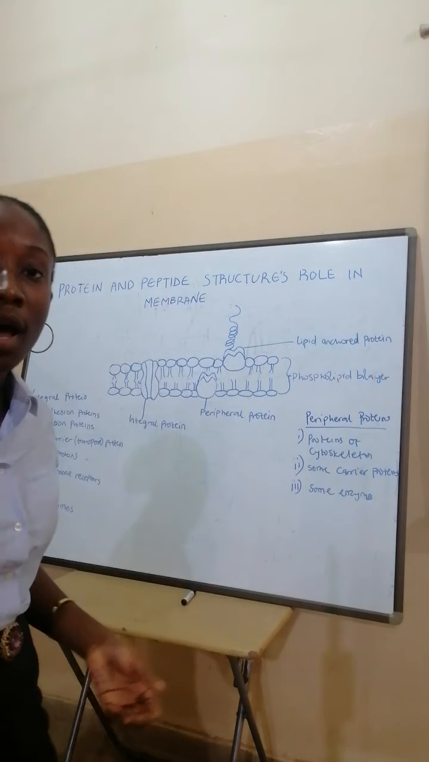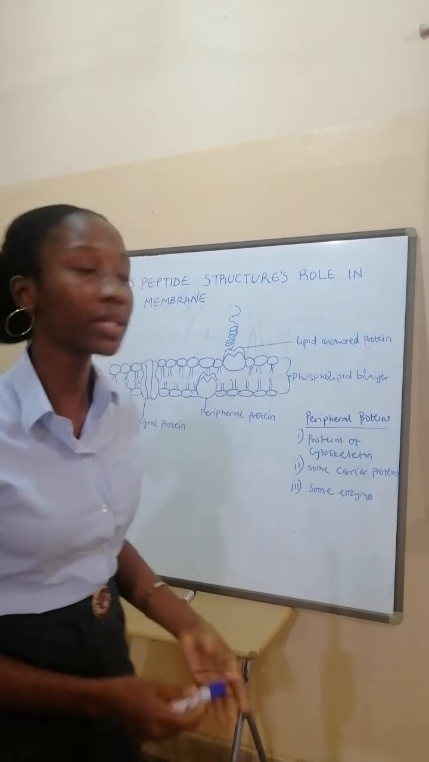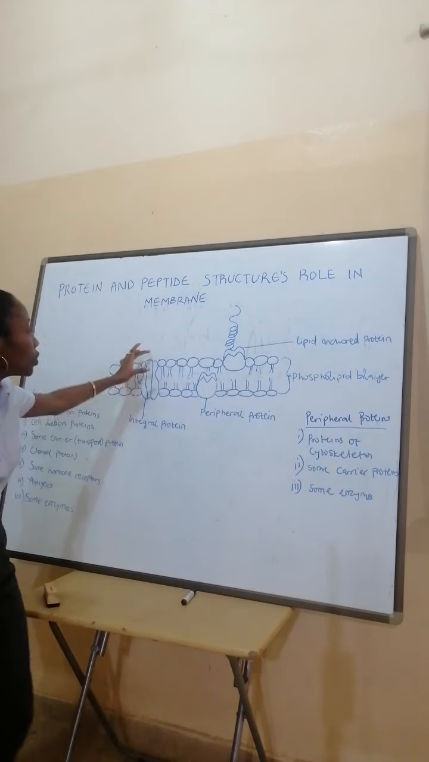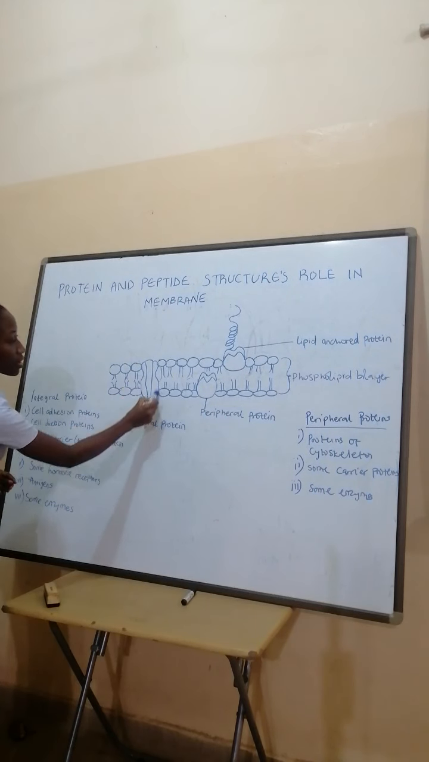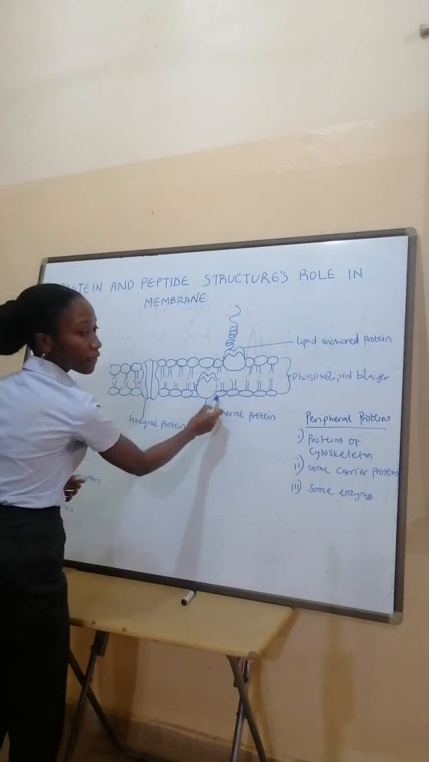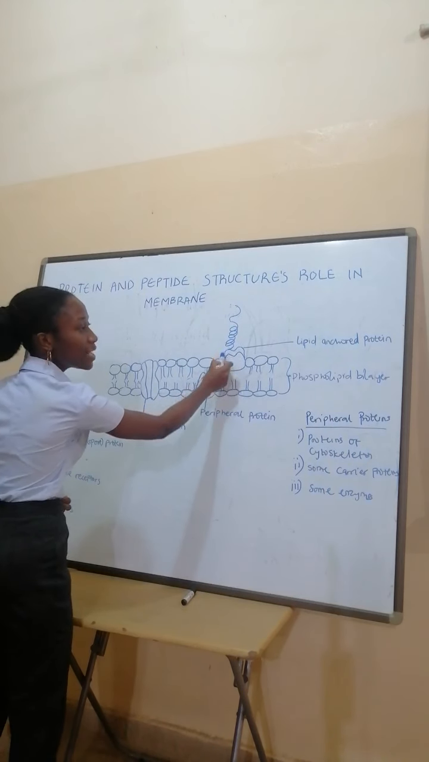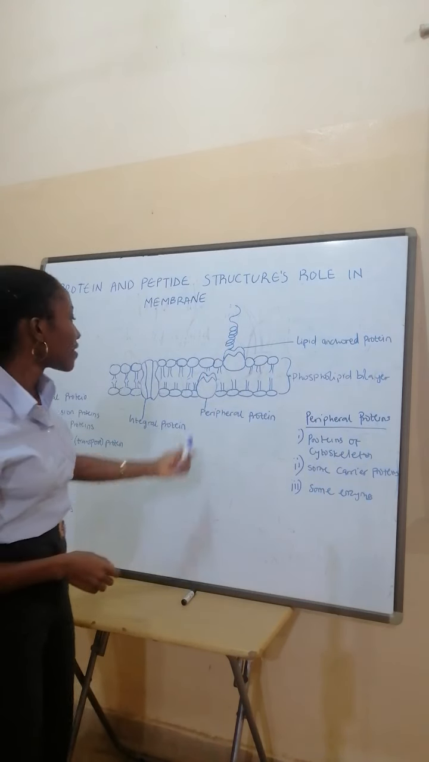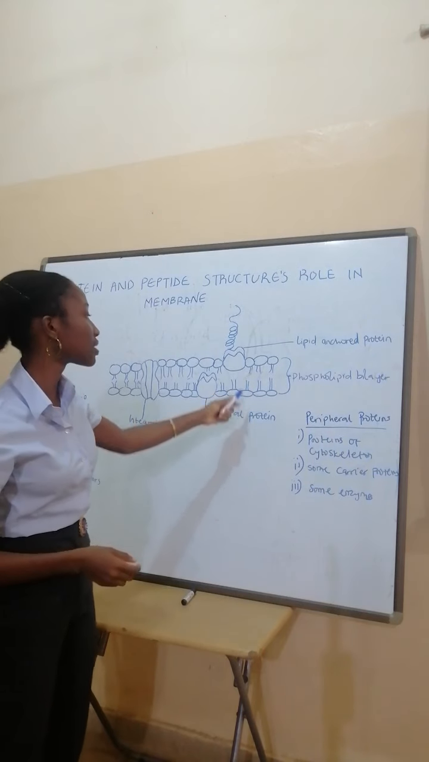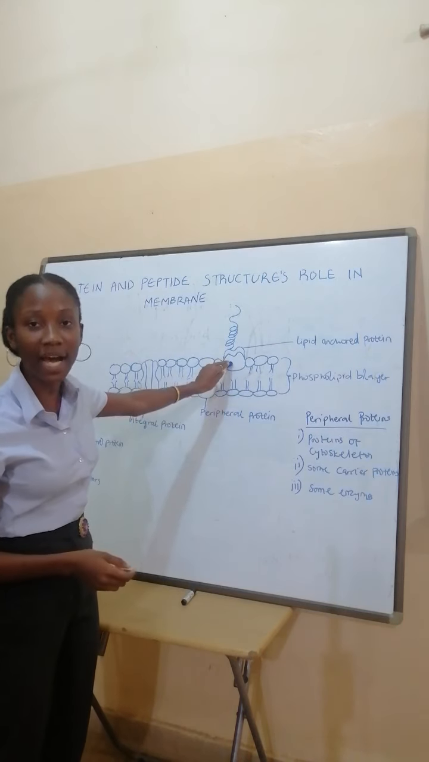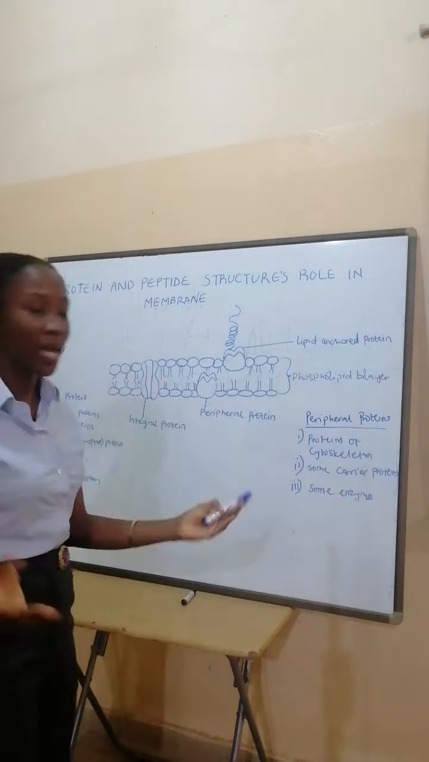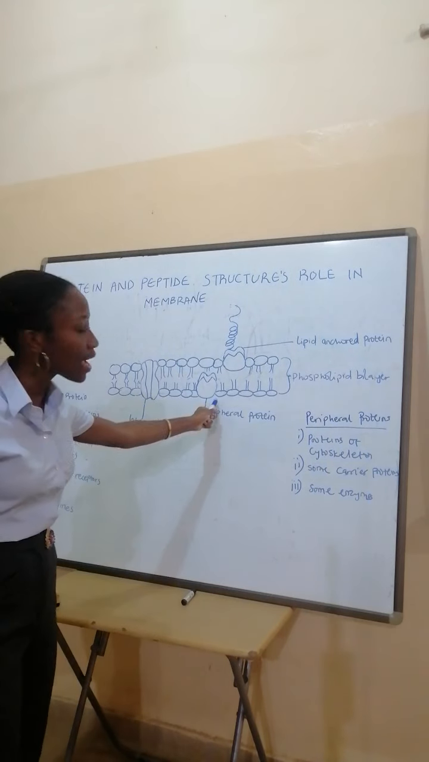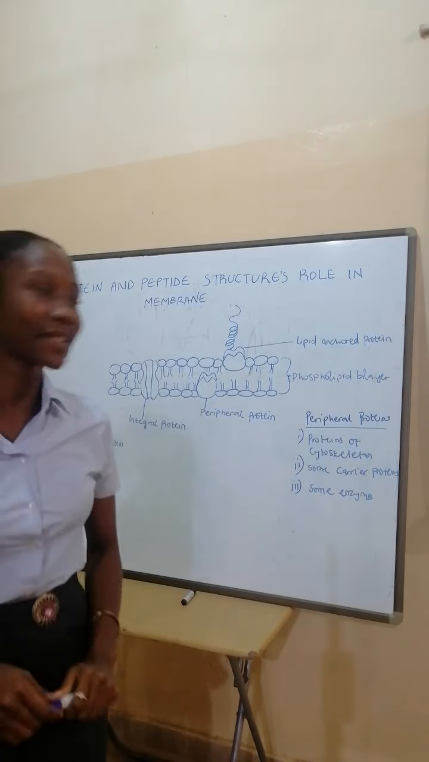There are various types of proteins in the cell membrane. This is known as the integral protein. This is the peripheral protein, and this is the lipid anchored protein. They are basically peripheral proteins, just like this, but they are lipid anchored. So broadly, we have the integral proteins and the peripheral proteins.